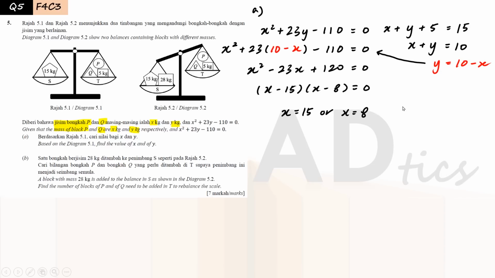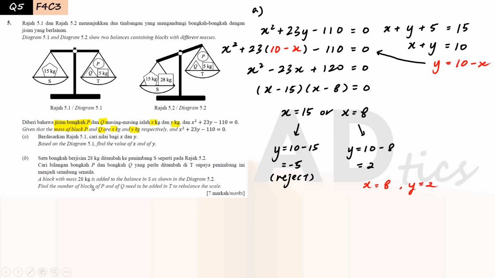And now I'm going to use this equation again to find the value of y. For x and y, they are masses, and mass cannot be negative, so for this pair of answers I am going to reject. Our value of x is 8 and our value of y is 2. We can write a final conclusion somewhere here.